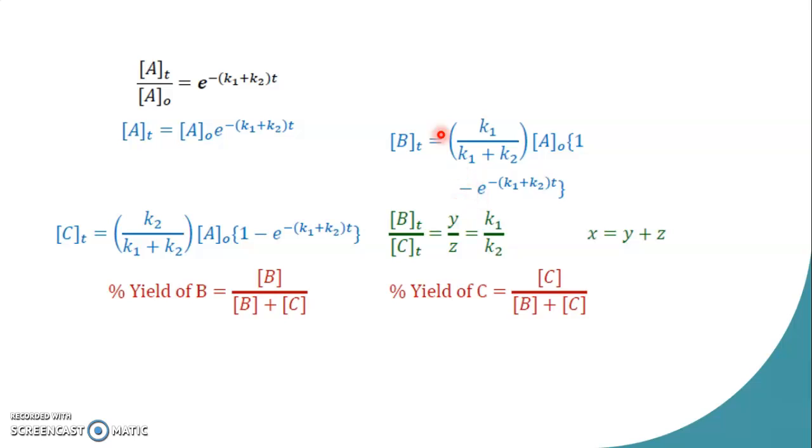The ratio of the concentration of the products at time t is given as B by C, which is equal to Y by Z, which is equal to K1 by K2. That means all these terms are constant, and we have only K1 and K2. Since X is equal to Y plus Z, the percentage yield of B can be calculated as concentration of B divided by the total concentration of the product, and the percentage yield of C is the concentration of C divided by the total concentration of the product. So this is the expression for the parallel reaction.